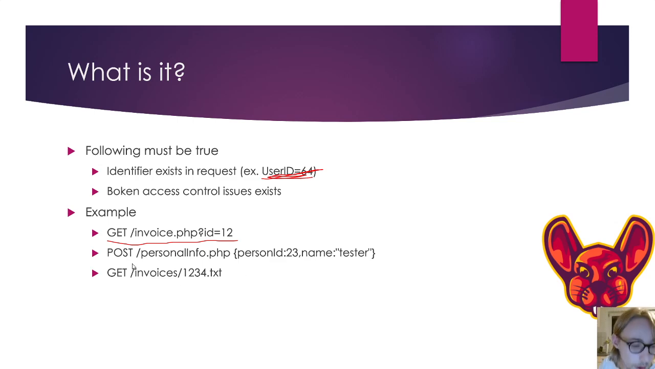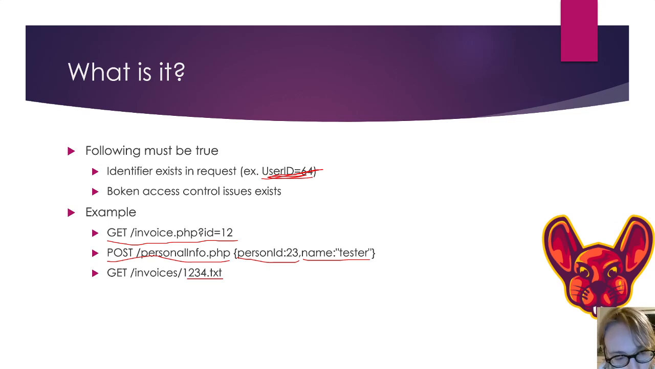So another example I can give you guys is this POST call here going to personalinformation.php. So you're updating your personal information, in this case your name, and it's going to update the name of the person ID 23. So that's important again to know that this person ID can be in the body, it can be in the URL, or it can be a literal reference to an item, for example.